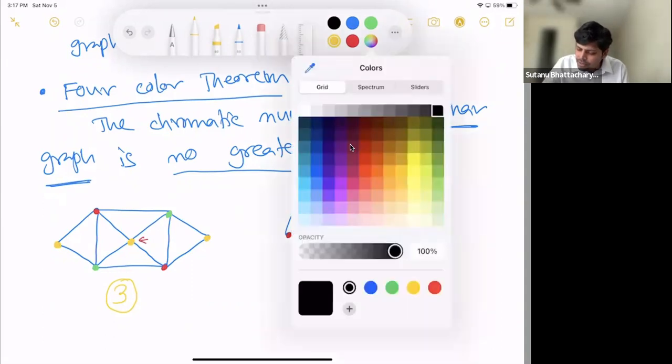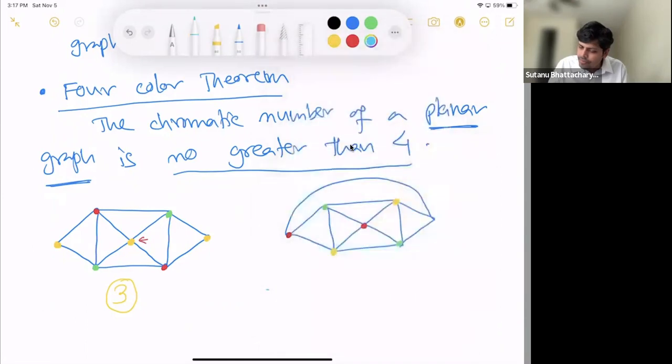So let's use something like this one. If we apply this one, it is another, fourth color. So the chromatic number is 4 in this graph. Both are planar graphs. So you see the chromatic number, or minimum number of colors needed for a planar graph, should not be more than 4. It can be 4 or less than 4.